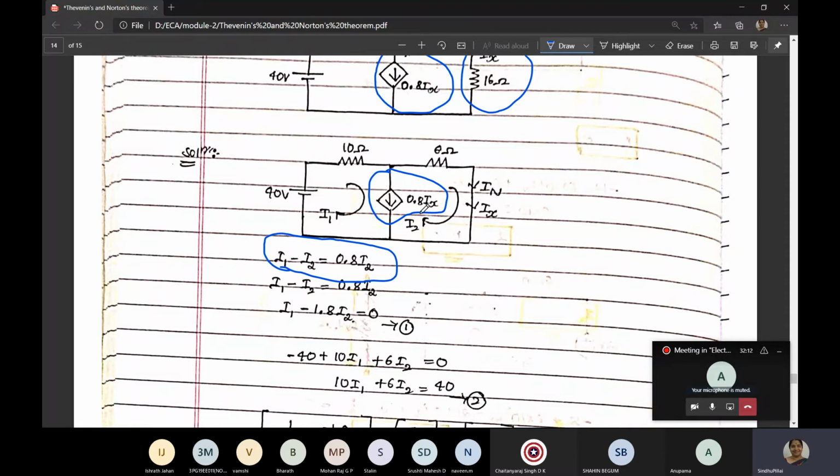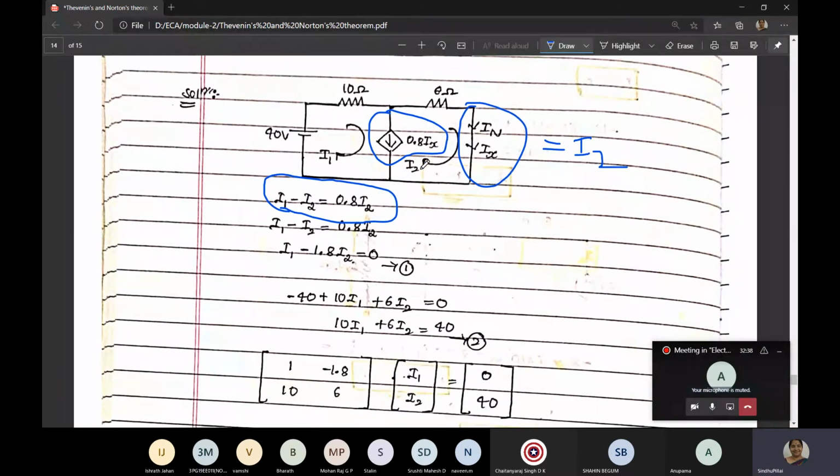0.8 Ix. Okay, what is Ix? Where is it dependent? Ix is nothing but the current here, in the Norton's branch. This is IN or Ix. It is nothing but I2 only. In this branch, what will be the current? It is nothing but I2. So wherever we have Ix, you have to write I2. That is written here: 0.8, instead of Ix, we'll write I2. So I1 minus I2, just simplify it, and we'll get one equation.